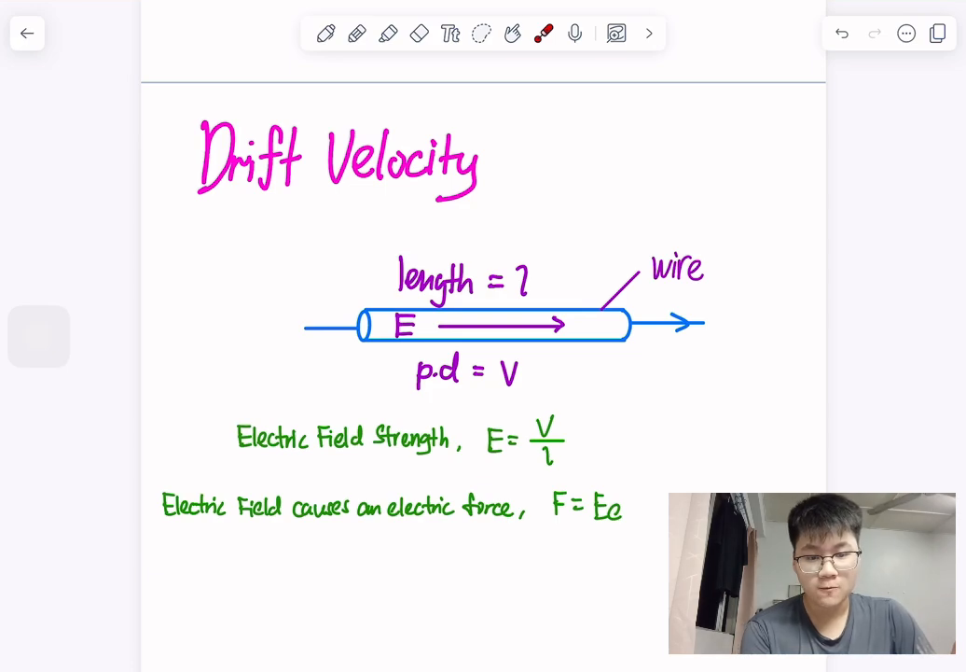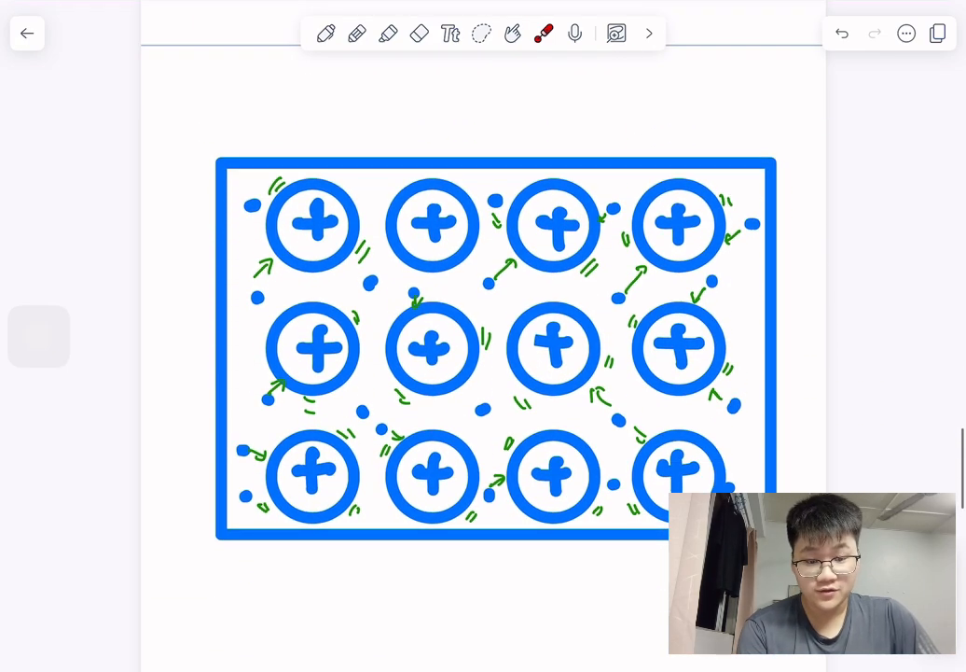We all know that when a potential difference V is applied across a conductor of length L, an electric field will be produced inside the wire. The electric field strength causes an electric force F equals E times e to act on every free electron. When the electrons are accelerated by the electric field, they collide with the lattice atoms. The electrons will have a net velocity, or an average velocity, called the drift velocity.